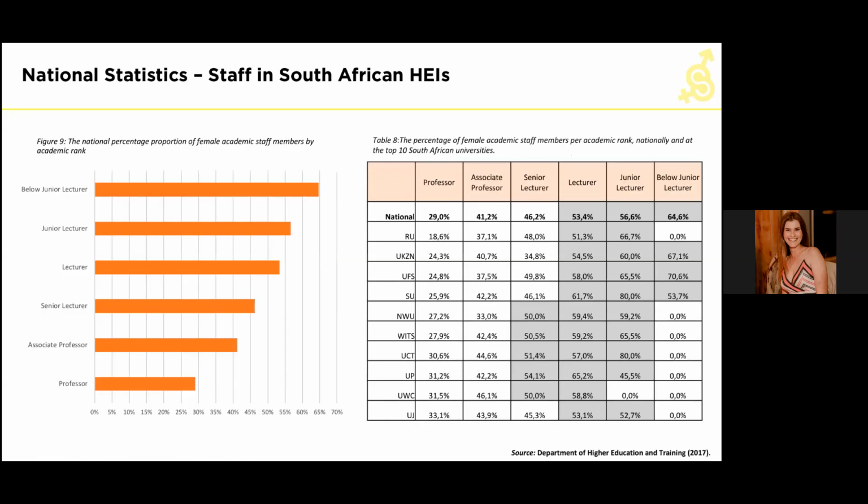Looking at the academic staff only, the proportion of females decreases as you move up the academic ladder. At a national level, you can see that the majority of those below the junior lecturer level are female, and this decreases as you move up the ranks, as the proportion of females gets lower and lower. At a national level, females make up 64.6% of academic staff below the junior lecturer level, and this gets smaller and smaller as you move up. So this is just a visual representation of what's here.